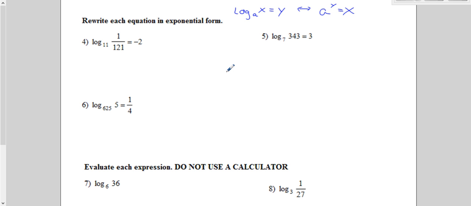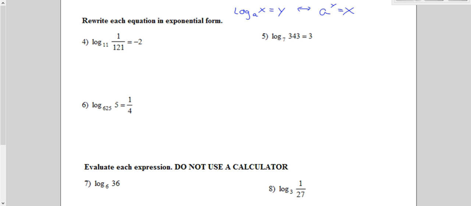This is 5.1 to 5.4 test review, starting with problem number 4. We are going to rewrite each equation in exponential form for numbers 4, 5, and 6. And to do that, we are going to follow the definition of a logarithmic function, and writing it into an exponential function is going from log with a base of a of x equal to y.